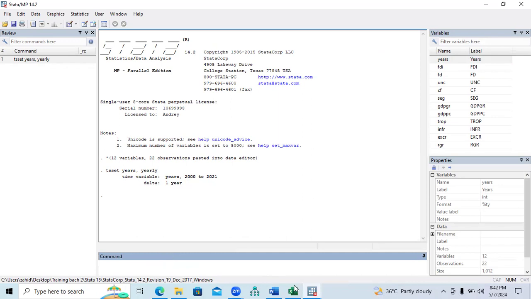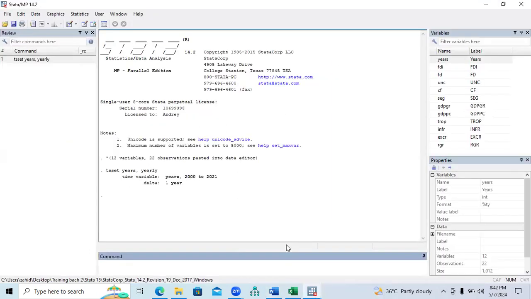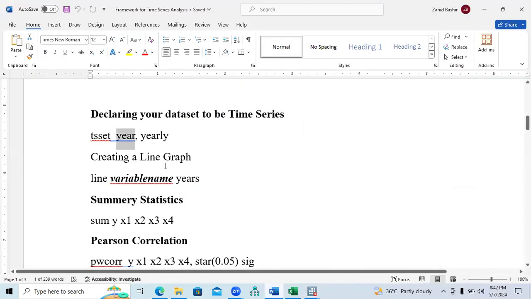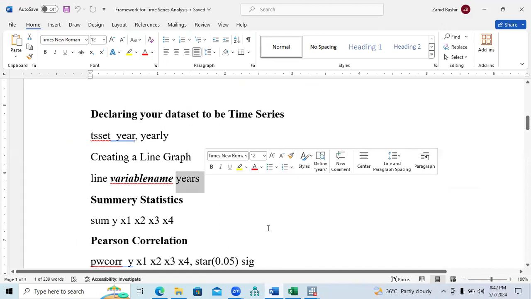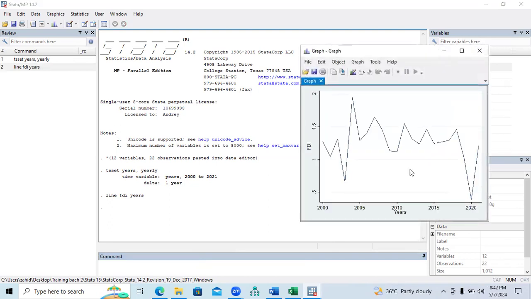The next thing that you can consider is to create a line graph. You can create a line graph by writing here line, and then you can put any variable. For example, if I want to consider the line graph for my dependent variable, which is FDI, then the next thing is I need to write here the time series variable name, which is years. So it will show me the line graph of my dependent variable.